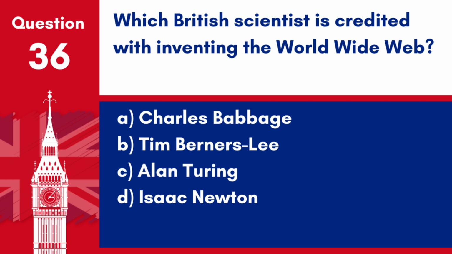Question 36. Which British scientist is credited with inventing the World Wide Web? A. Charles Babbage. B. Tim Berners-Lee. C. Alan Turing. D. Isaac Newton. Answer: B. Tim Berners-Lee. Tim Berners-Lee is credited with inventing the World Wide Web in 1989.